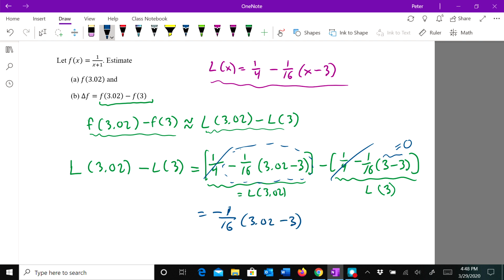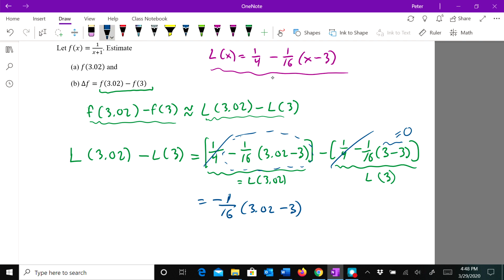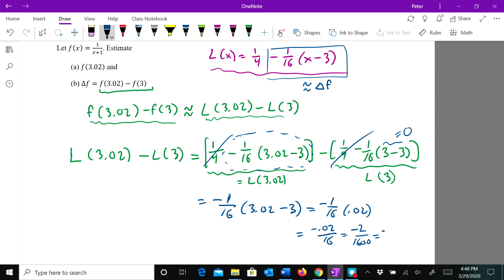3.02 minus 3. Okay. So observe that that's actually equal to this part of it. So in other words, this is approximately equal to delta f. Just that part of the formula is. This is, of course, going to equal negative 1/16 times 0.02, which equals negative 0.02 over 16, or negative 2 over 1600, which equals negative 1 over 800. So that's the approximate value of delta f.